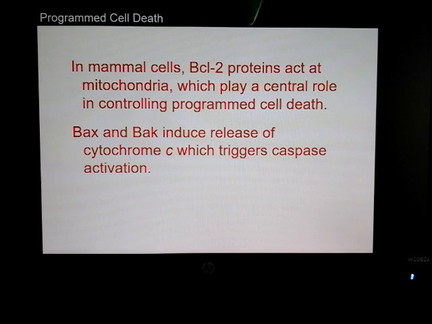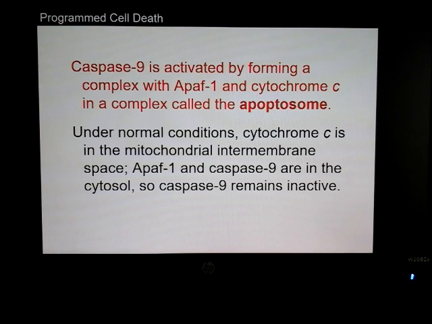Now in mammals, the BCL2 proteins act at the mitochondria. So the mitochondria really plays a central role. Now what Bax and Bak do is they induce then cytochrome C. If you guys remember when we talked about electron transport, there were cytochromes that were involved in that. The cytochrome C then will trigger caspase activation. Now caspase 9 is a very important type of caspase. They're all important, but this one is important because it forms a complex with what's known as APAF1 and cytochrome C. And that whole complex then of these two is called an apoptosome.